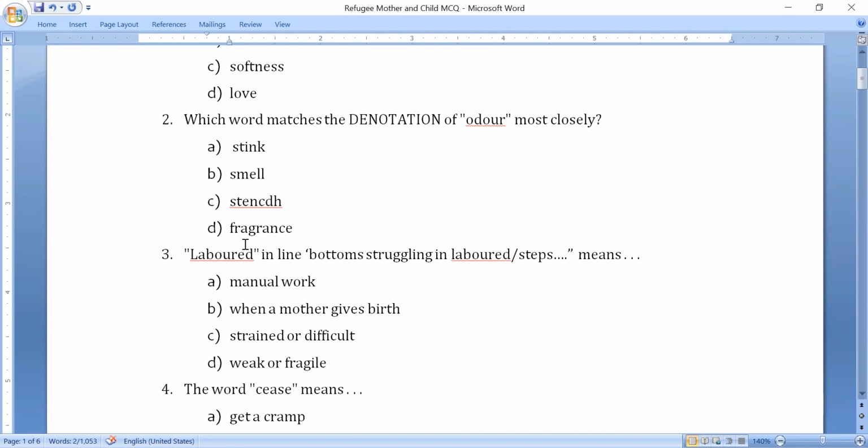The second question: which word matches the denotation of odor most closely in these four meanings? Which is the closest meaning of the word odor? It's stink, smell, stench, fragrance, and the closest meaning is stink.